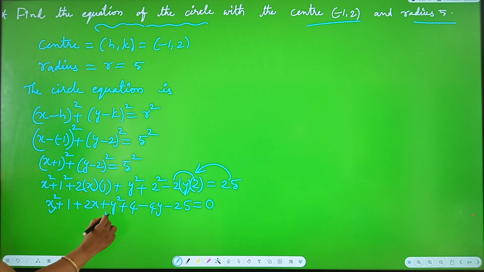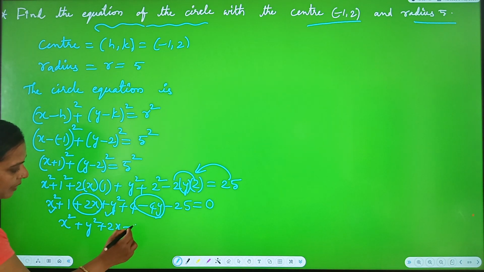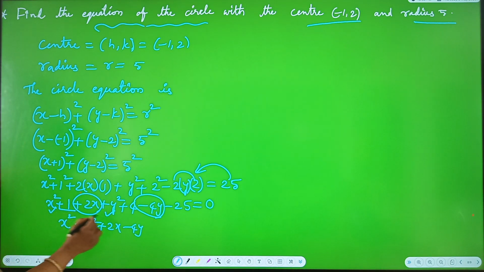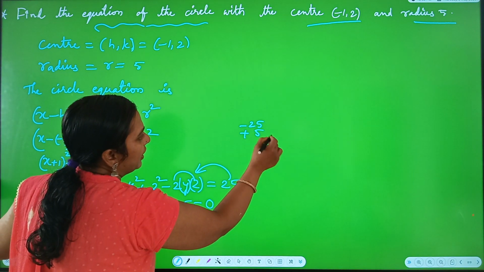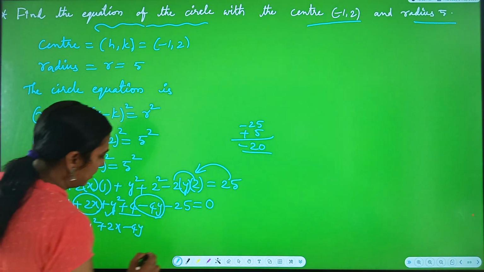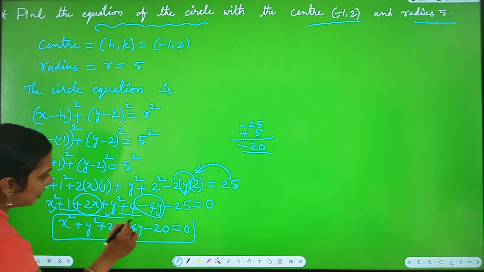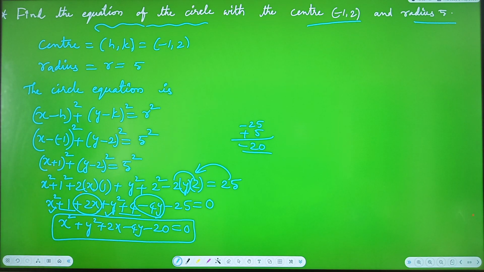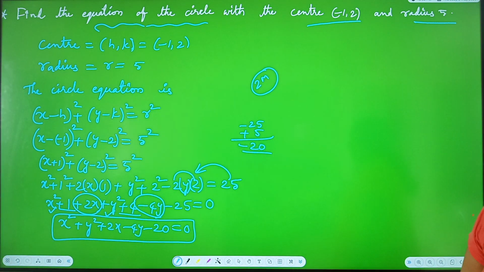Now first write one after the other the general form of the circle: x square plus y square, the next term plus 2x, then the y term with the sign minus 4y, plus 1 plus 4 plus 5 minus 25 plus 5 equal to minus 20. Simplify the constants: minus 20 equal to 0. This is the circle equation. Okay, it is the 2 marks question. It is important. Next, another question related to 2 marks only.